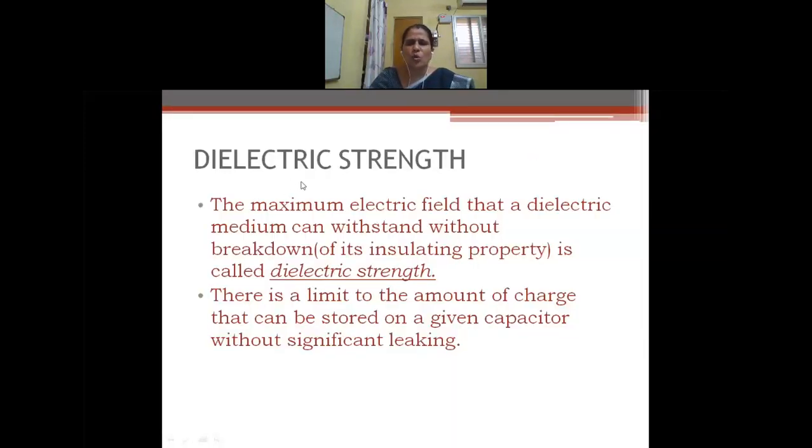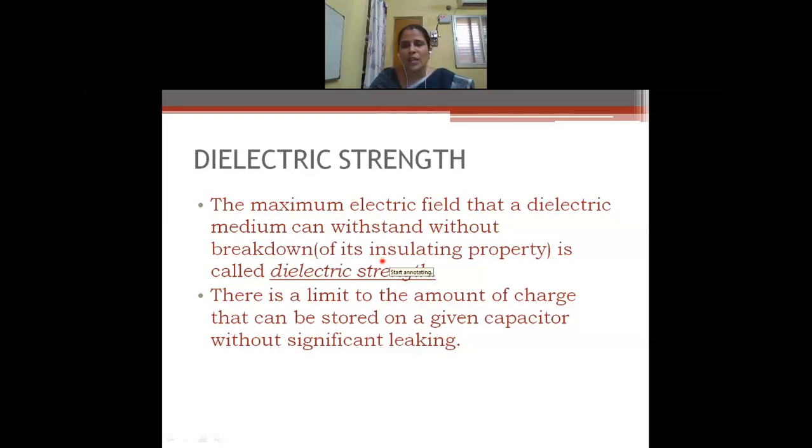Now let's see the most important definition: what is dielectric strength? It is the maximum electric field that a dielectric medium can withstand without breakdown. What is the meaning of this statement?